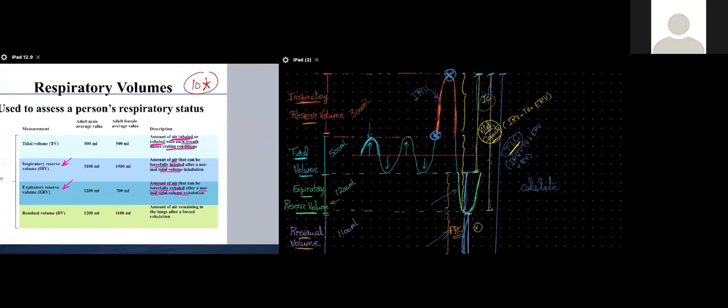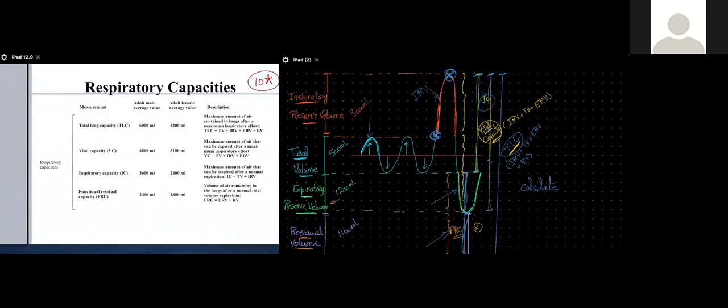All right, you don't have to memorize again the normal ranges of the lung volumes and capacities, but you need to be able to get the value, calculate the value from a graph that will be provided to you, like what we've seen last meeting.